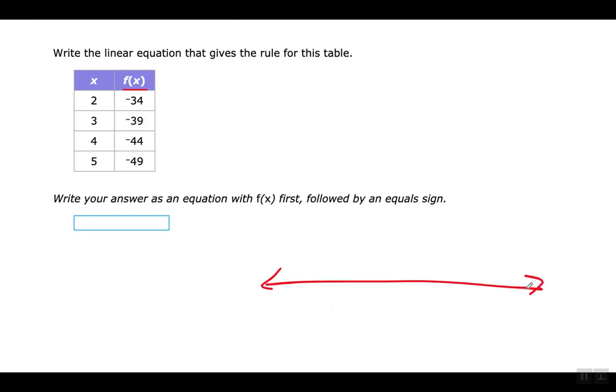Imagine a number line. Here's the number 0. Here's the number negative 34. Is negative 39 to the right or to the left? It's to the left. So is negative 44. So that means that the numbers are going down. They're getting smaller by 5.